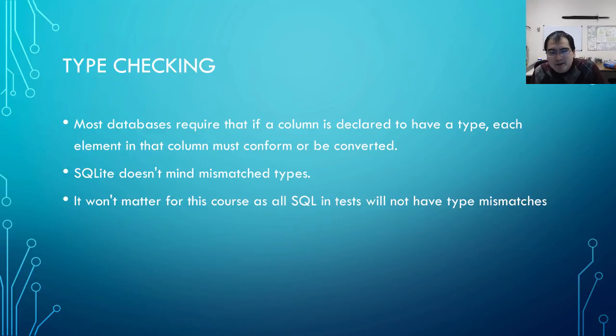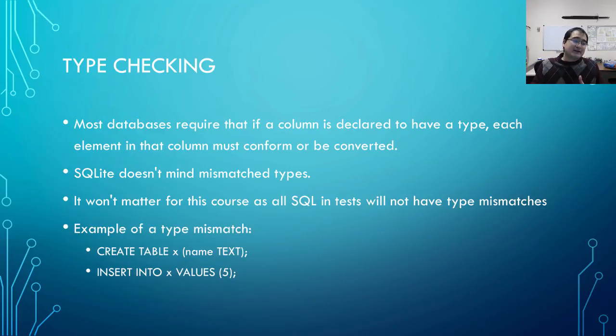And what's an example of a mismatch like this? Well, let's say I create a really simple table that has just one column, which is of type text. If I insert a value of 5 into this column, that's a type mismatch. But once again, this sort of code we won't be having in this class, so you won't have to worry about the sorts of type checking.